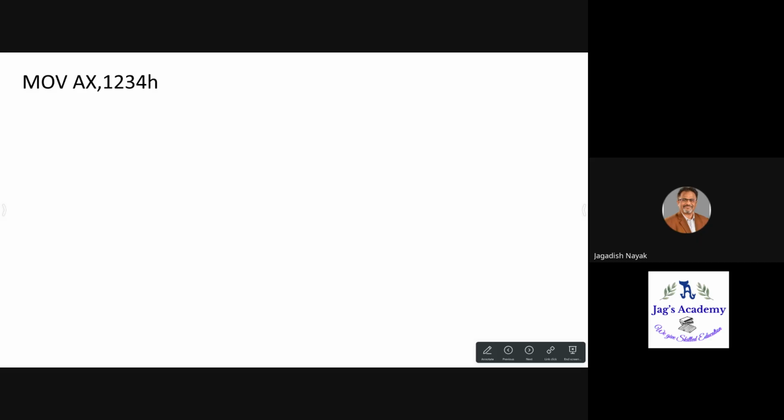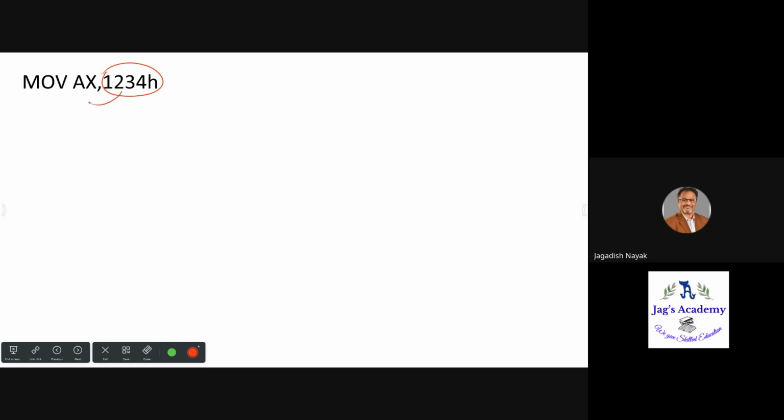Now see here. Now tell me what this instruction does. It will copy a 16-bit content into the AX register, right? Or else we can say it will copy a 16-bit immediate content into the register AX. This is the source, this is the destination. Now the source is an immediate data here. It is neither memory nor register. So an immediate data is transferred to the register AX.